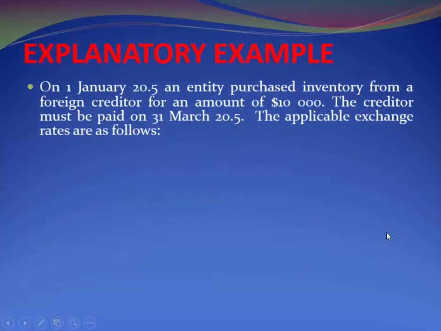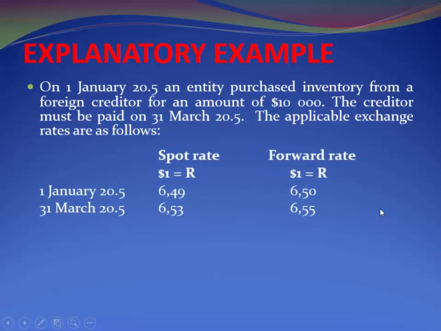Let's look at the explanatory example. On 1 January 20.5, an entity purchased inventory from a foreign creditor for an amount of $10,000. The creditor must be paid in 3 months on 31 March 20.5. The applicable exchange rates were as follows: the spot rate and then the forward rate. Now, spot rate, we know that is the rate at which we will have to translate our transactions on the transaction date and on every year end. The forward rate is when we take out an FEC.